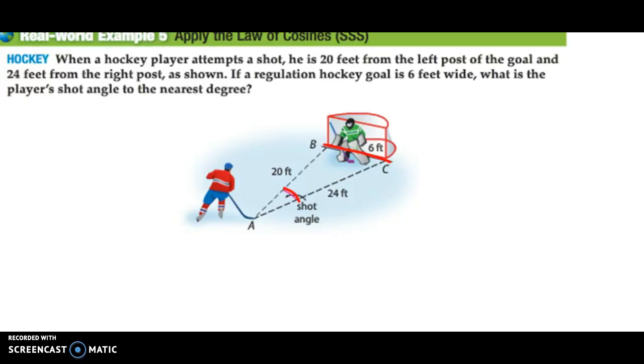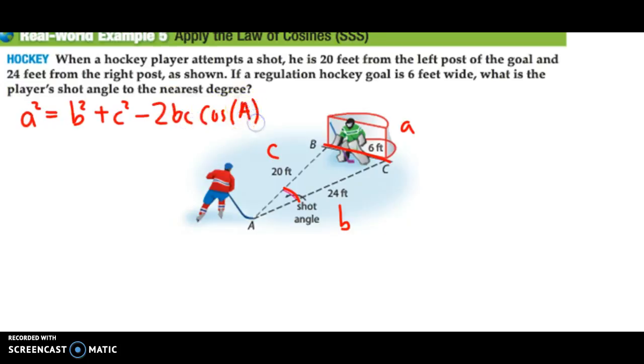So if we said that this would be side a, and across from angle B would be little b, and across from angle C would be little c, we're going to use the first version of the law of cosines. They're all pretty much the exact same, just the letter values change. So we're going to use this one: a squared is equal to b squared plus c squared minus 2bc cosine of angle A. The value that we do not know is this one right here. We don't know A, so we can plug in all of the other numbers.